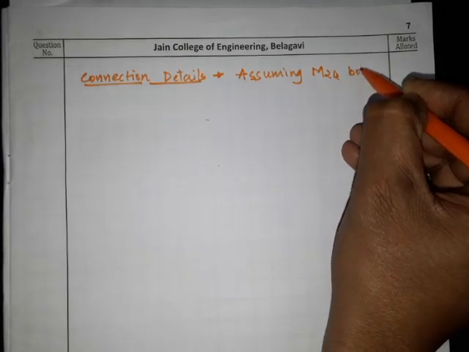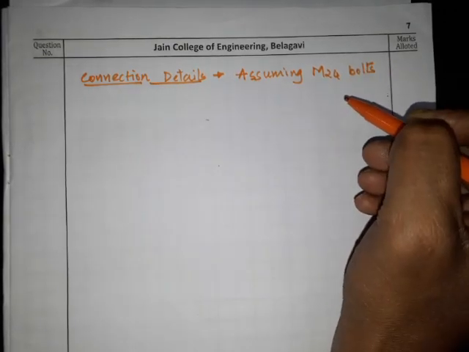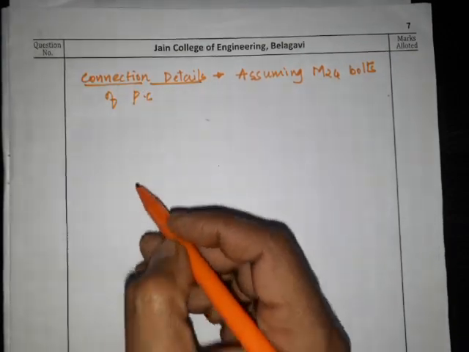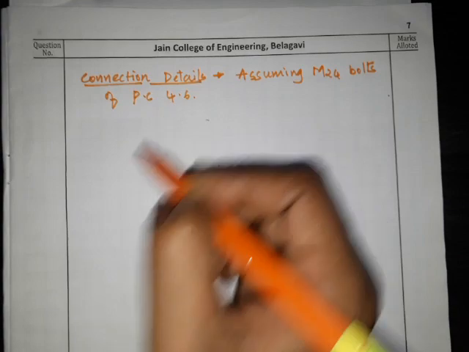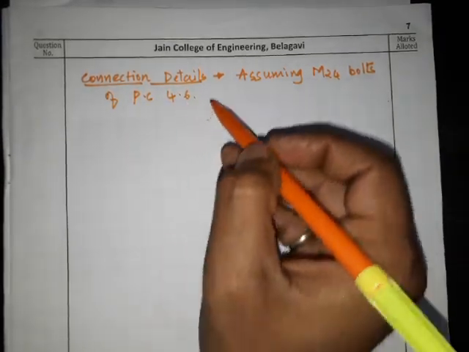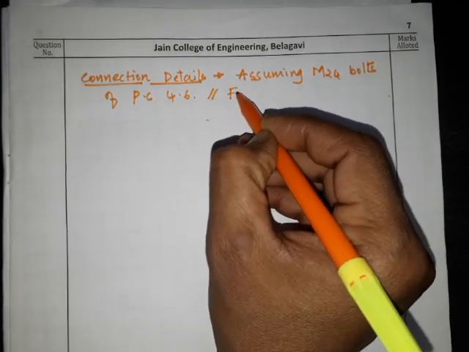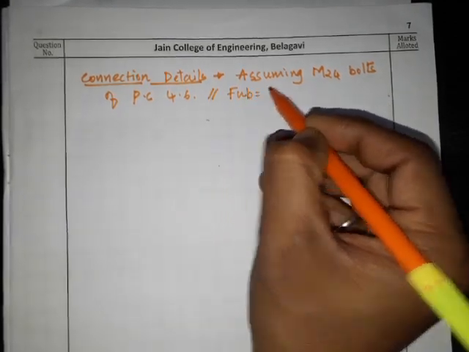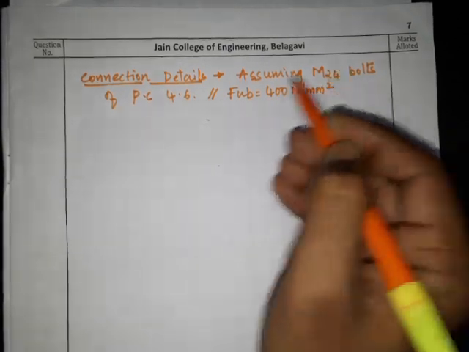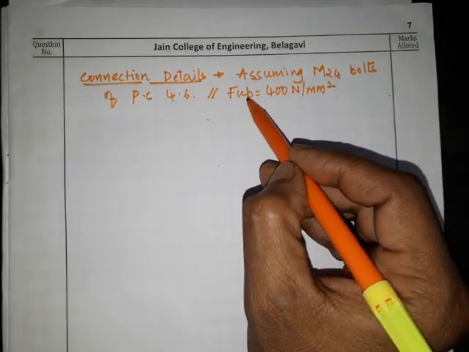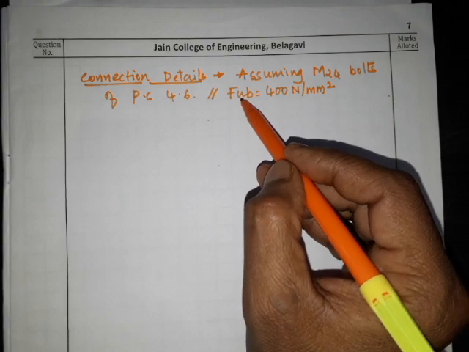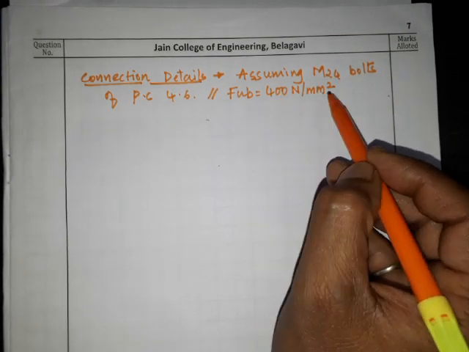So assuming M24 bolts of property class 4.6. It means the FUB is 400 Newton per mm square. As I told you, 4.6 grade means the ultimate strength of bolt, FUB, will be 400 Newton per mm square.